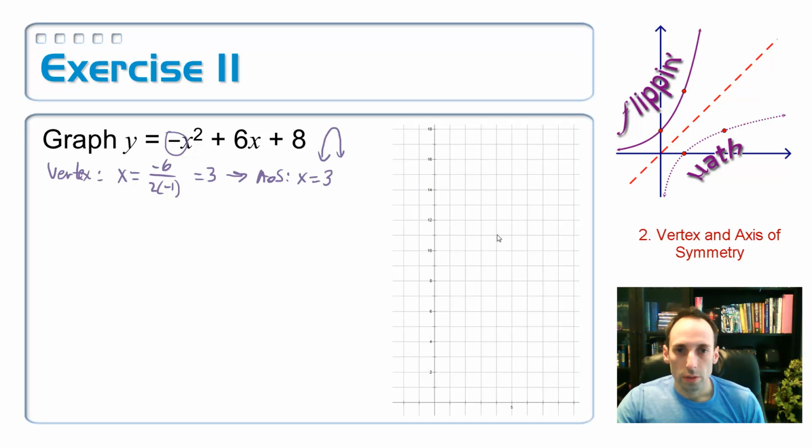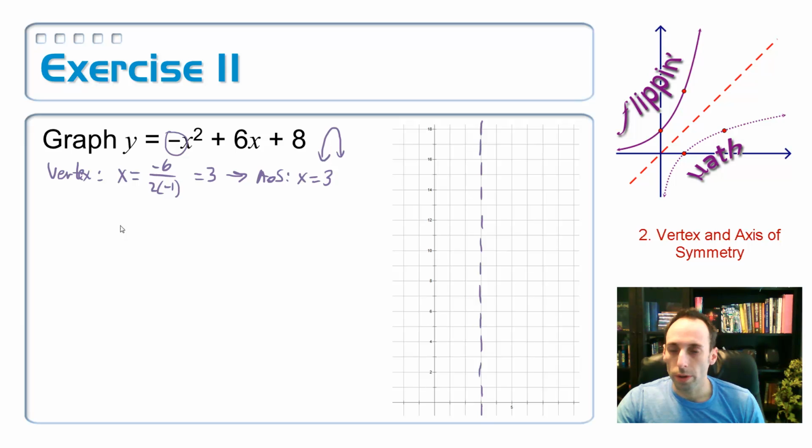So why don't I just go ahead and graph that? Let's see, can I graph that? Yeah, I think I've got the skills to do it. I do have the skills necessary.